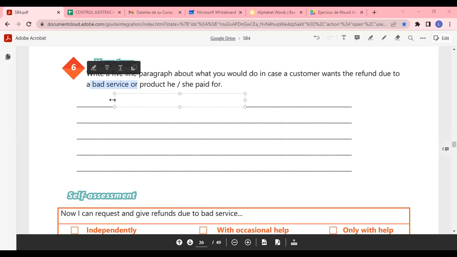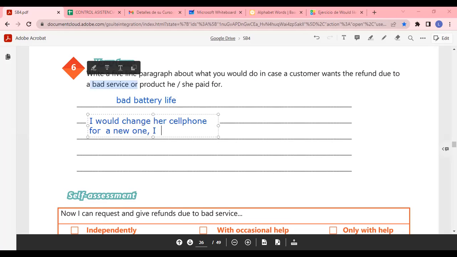First, you're going to write the problem. Primero van a escribir el problema. For example, bad battery life. Esto casi siempre sucede con los teléfonos, por ejemplo. Bad battery life. And what would you do? ¿Qué ustedes harían? Oh, I would change her cell phone for a new one. For a new one.